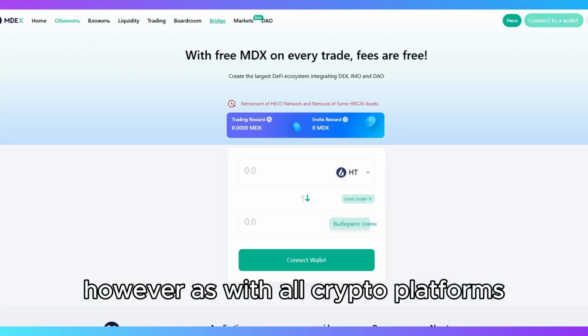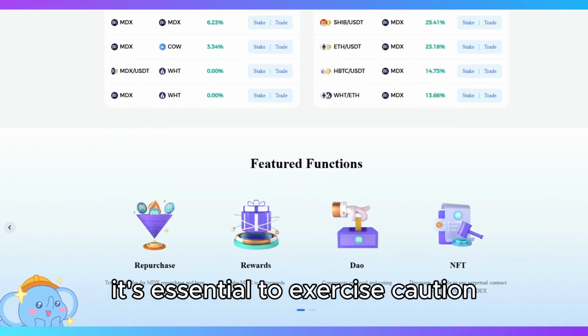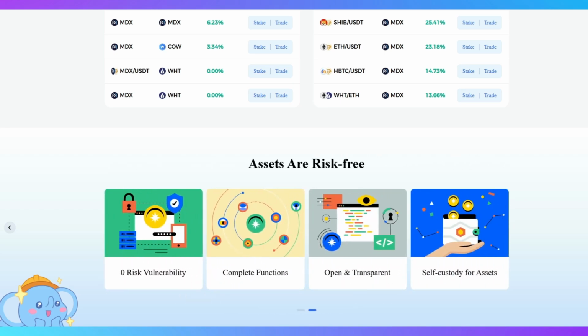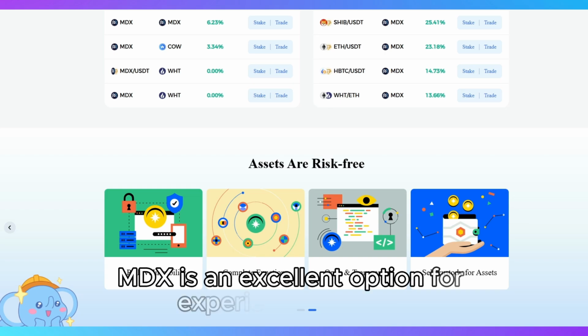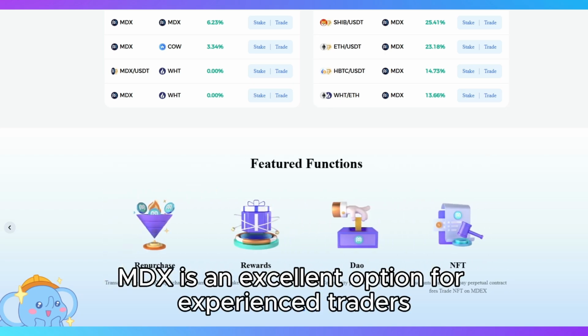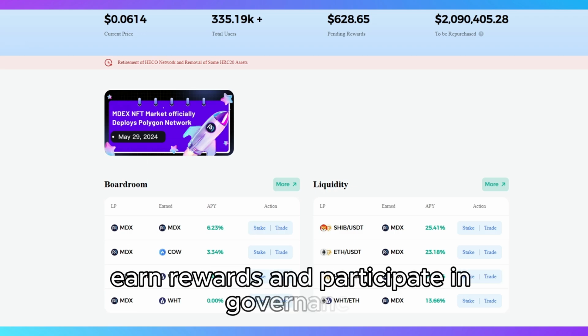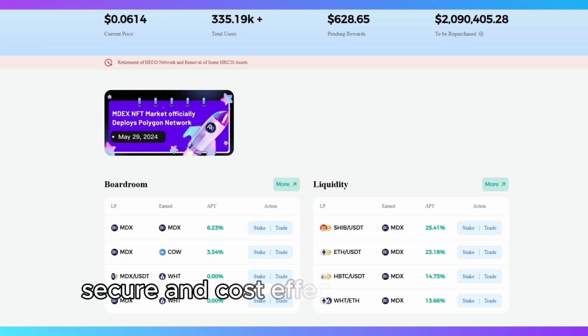However, as with all crypto platforms, it's essential to exercise caution and ensure you're following best practices for wallet security. Overall, MDEX is an excellent option for experienced traders and DeFi enthusiasts who want to swap tokens, earn rewards, and participate in governance, all while enjoying a fast, secure, and cost-effective experience.